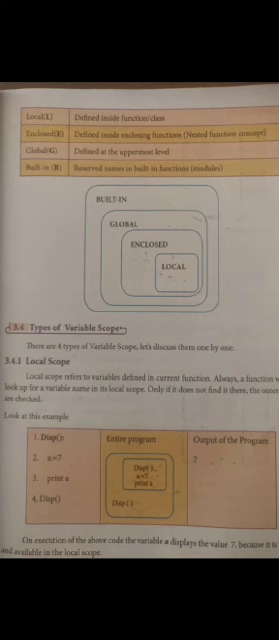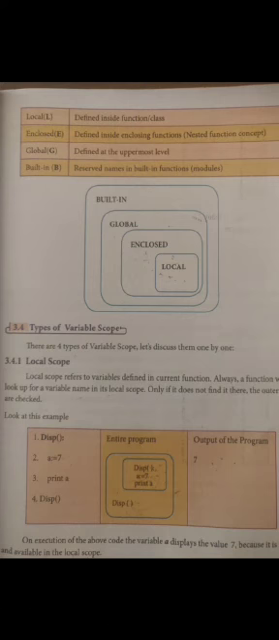What types of variable scopes are there? There are 4 types: local scope, enclosed scope, global scope, and built-in scope. Local scope refers to variables defined in the current function. Always, a function will first look up a variable name in its local scope.